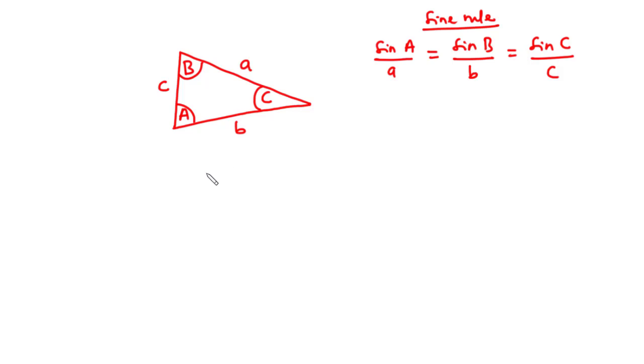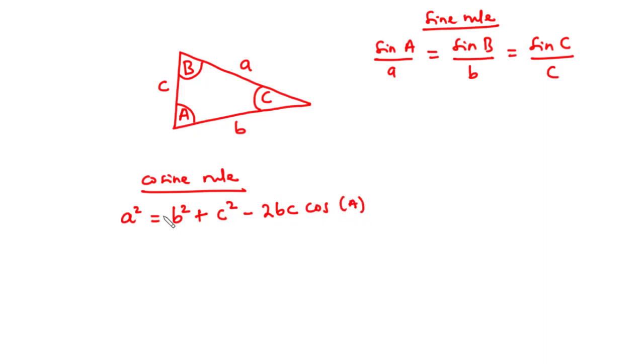Now let's move on to the cosine rule. From the same triangle, according to the cosine rule, a square, which is the longest side, is equal to b square plus c square minus 2 times b times c cosine of the angle A. So the square of the longest side, which is a square, is equal to b square plus c square minus 2bc cosine of the angle A.